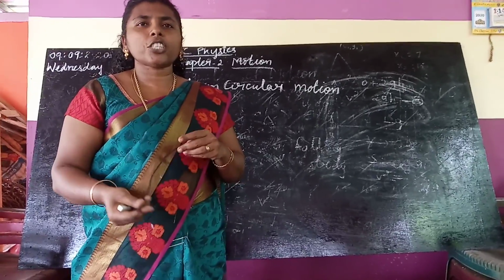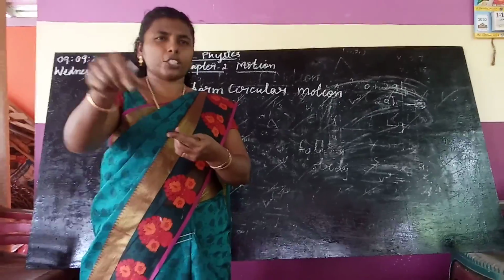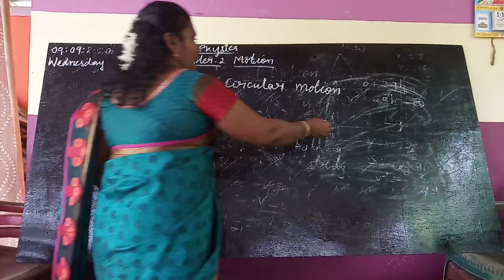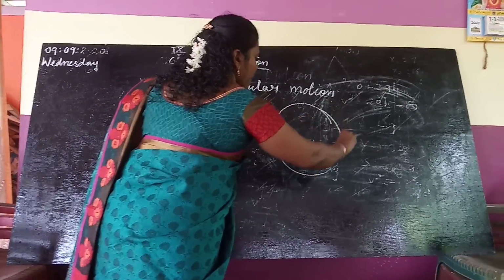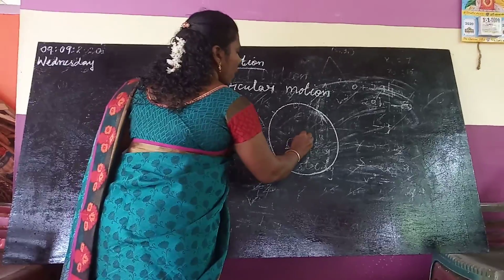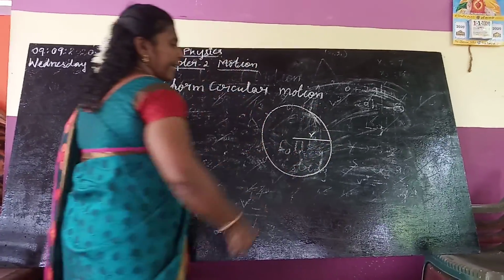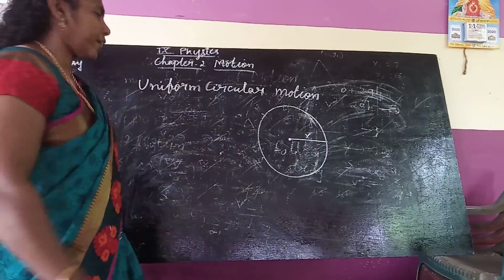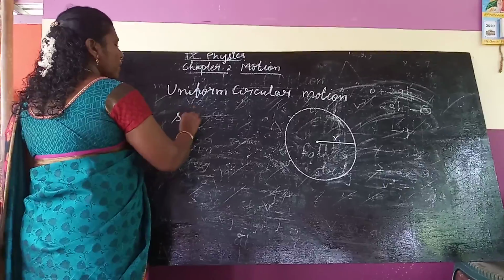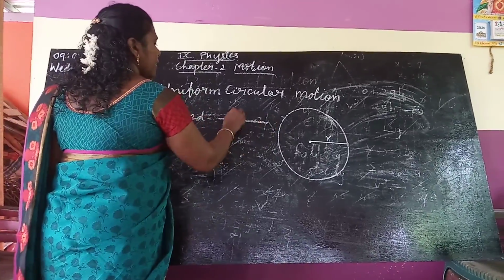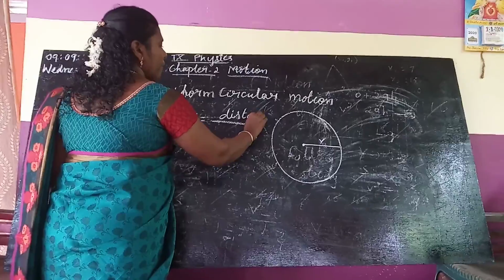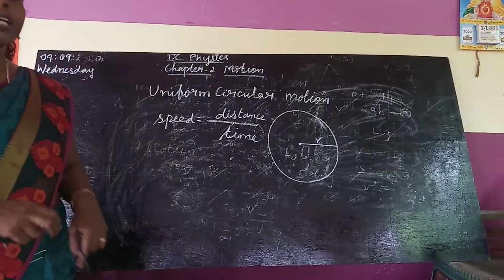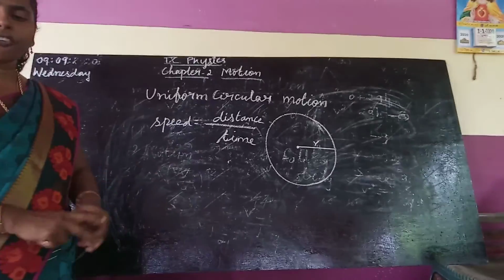If the velocity changes, the direction of the motion also will change. The direction of rotation also changes if the velocity changes. Now, see, suppose this is the uniform circular motion. Let us consider the radius r. Now we have to find the speed of an object. What is the formula for speed? The speed equal to distance divided by time. Already we have learned distance divided by time is the formula for speed.